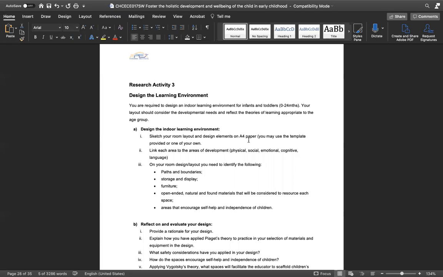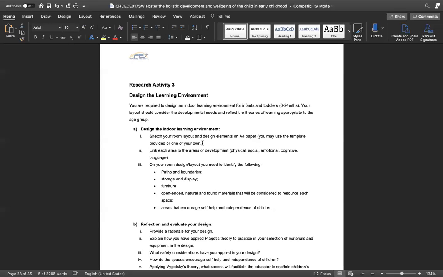So you need to design a layout on A4 pieces of paper of what your classroom should be like. Now, in your textbook, they have a classroom layout that you can have a look at and you'll see all that information in there. So if you don't know what a childcare classroom looks like, please go on Google and see what an everyday childcare setting looks like. And again, like I said, it is in the textbook, so you can see what I'm talking about.